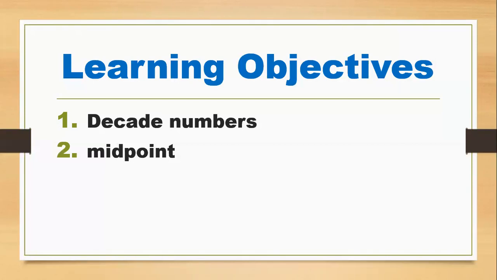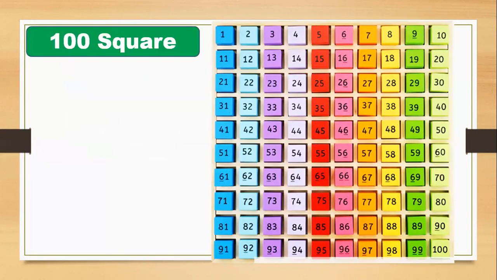We learned what the decade numbers and the midpoint are. As you know, this is the 100 square chart where you can find different numbers. In this chart you can find the decade numbers like 10, 20, 30, 40, 50, 60, 70, 80, 90 and 100. You can also find the midpoint. Now look at the red line on this chart. These are the midpoints.